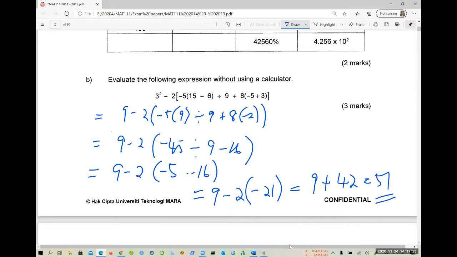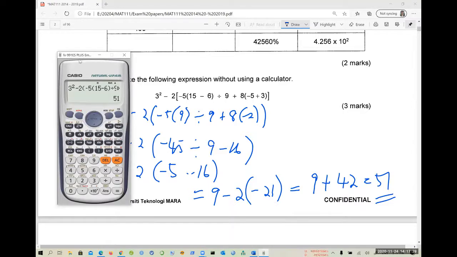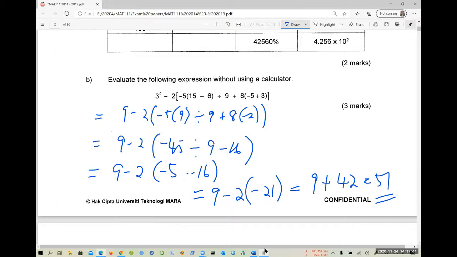So this is the same as your answer just now using your calculator. So that means you can use your calculator to check your answer first and then do the process of BODMAS, okay, one by one. So this one you have to show the workings, because it says here evaluate the following expression without using a calculator. So that means you have to show the step by step. So that is for the BODMAS.